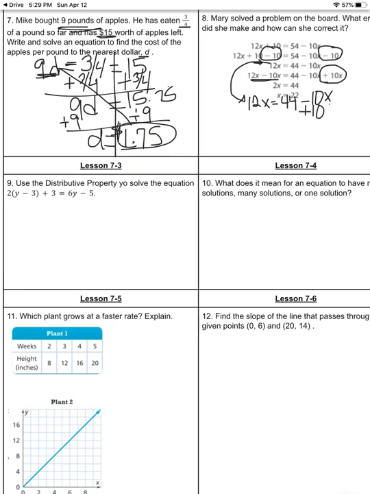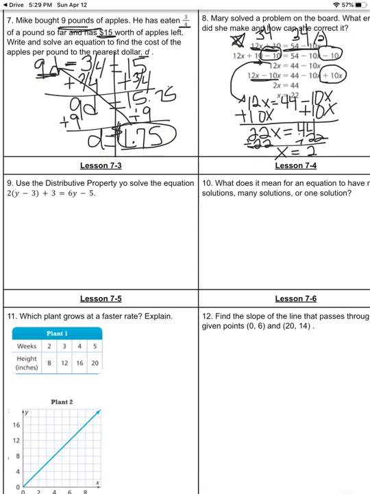So if we add 10x to both sides, you would get 22x equals 44. And then you would divide by 22 on each side. And then you would get that x is 2. And the way that you check it, if I go back up here to the top, 12 times 2 is 24, plus 10 is 34 on this side. And then if I substitute 2 in for this x, 10 times 2 is 20, 54 minus 20 is 34. So we're good.